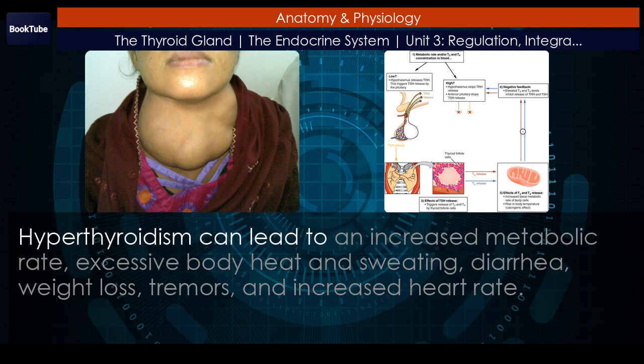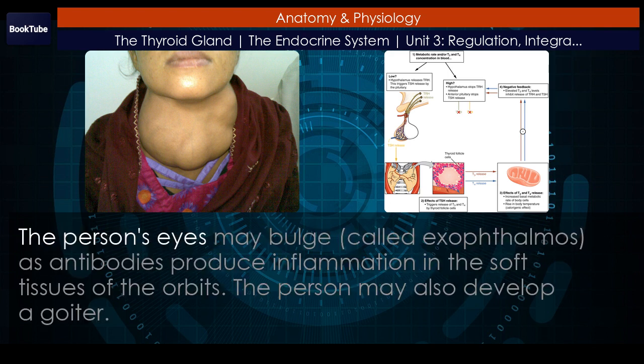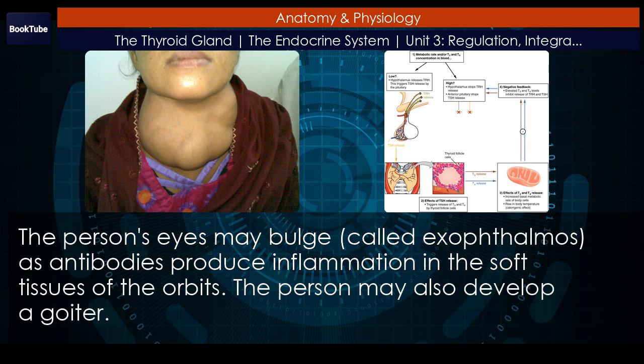Hyperthyroidism can lead to an increased metabolic rate, excessive body heat and sweating, diarrhea, weight loss, tremors, and increased heart rate. The person's eyes may bulge, called exophthalmos, as antibodies produce inflammation in the soft tissues of the orbits. The person may also develop a goiter.